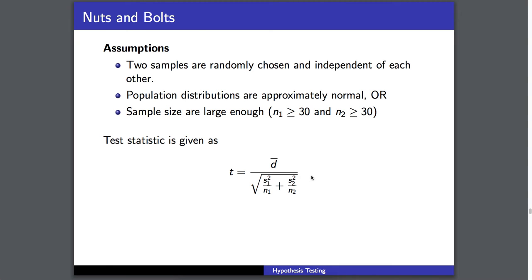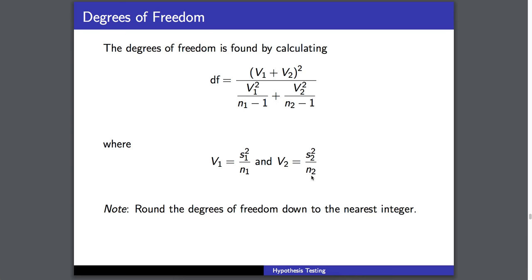So the degrees of freedom that we use for our test statistic, which helps calculate our test statistic and p-value and all that, is this lovely complicated formula, where the V1 and V2 that you see are those fractions that were in the denominator for our test statistic on the last slide.